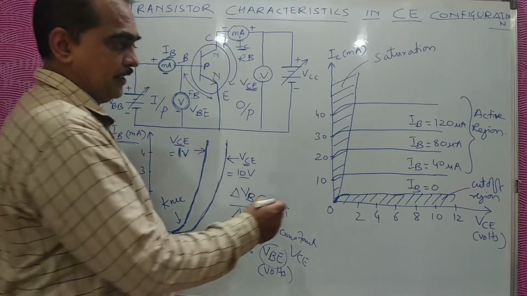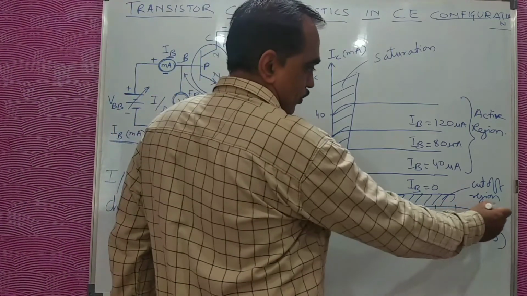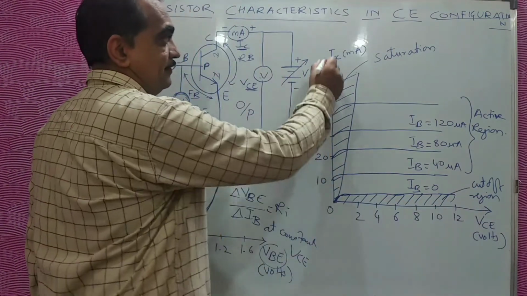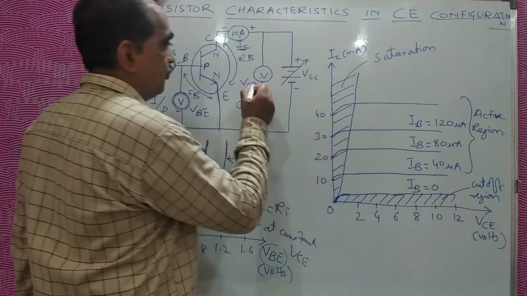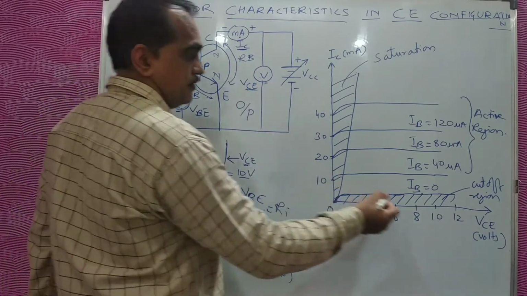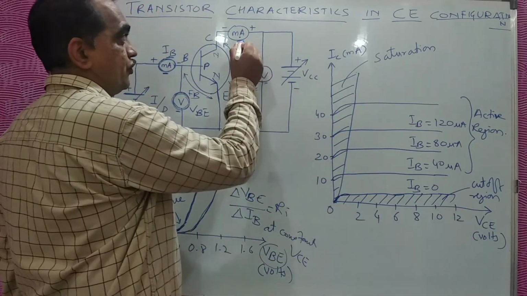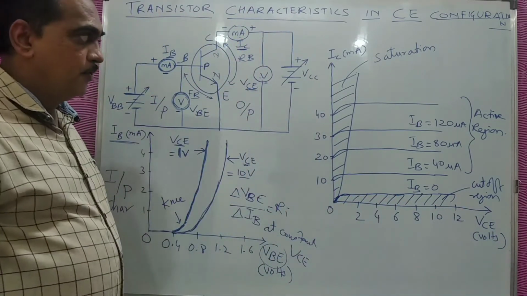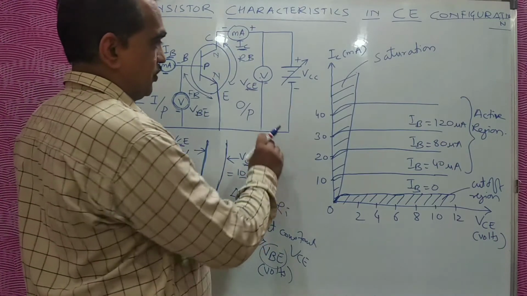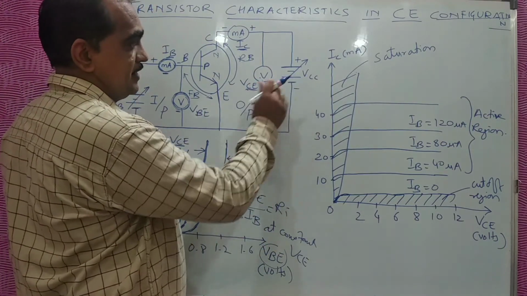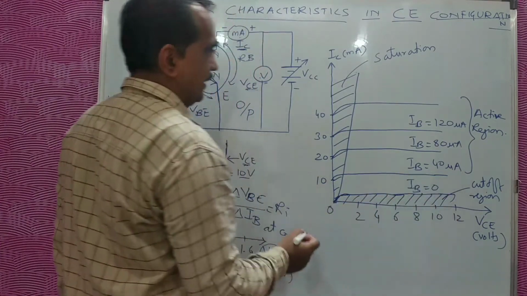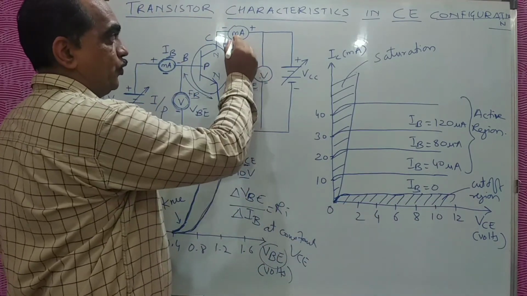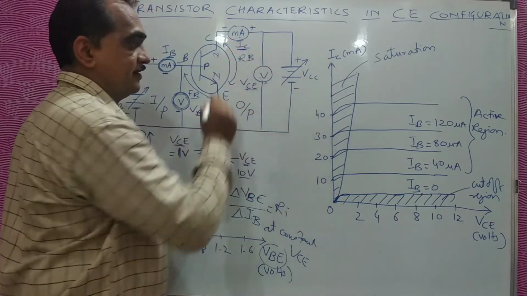Now here if you see, the x-axis is the output voltage and the y-axis is the output current. This is VCE, whatever you are going to read here, and this is IC, whatever you are going to read in this milliammeter. Now VCC will change in steps of 2, 4, 6, 8, 10, 12, and similarly you can note down the readings of IC, that is the output current.